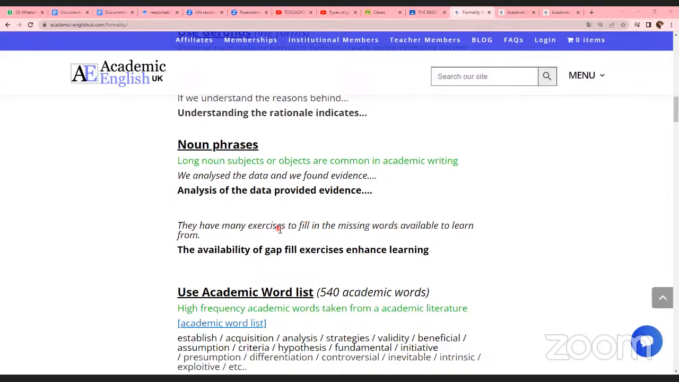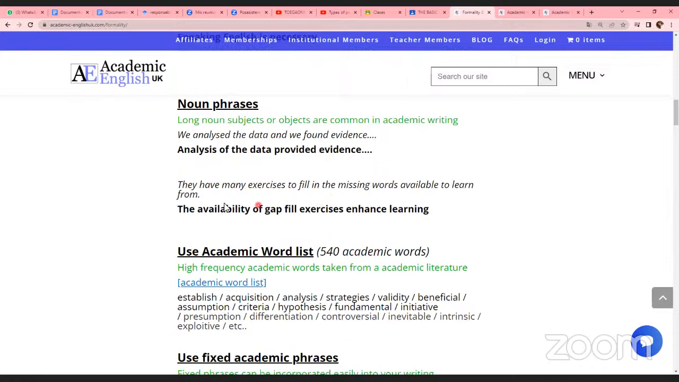Long noun subjects or objects are common in academic writing. We analyzed the data and we found evidence. Analysis of data provided evidence. So we're using nouns. Analysis, right? I'm changing into the noun instead of using a verb. We analyzed, no, that's a verb, but we use noun phrases. Analysis of the data provided evidence, okay? We're not using personal nouns.